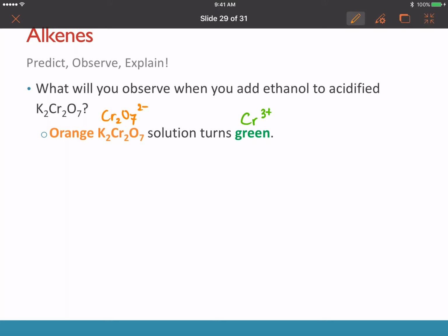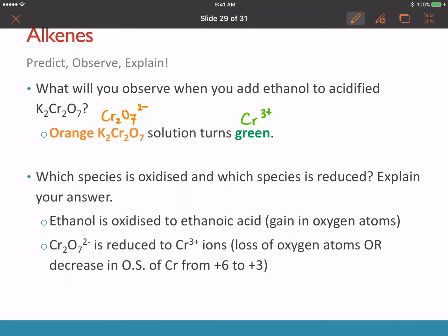Try calculating the oxidation state of chromium in these two ions. Okay, that will help you answer the next part. So which species is oxidized and which is reduced? Explain your answer. First, ethanol is oxidized to ethanoic acid because there's a gain in oxygen atoms.